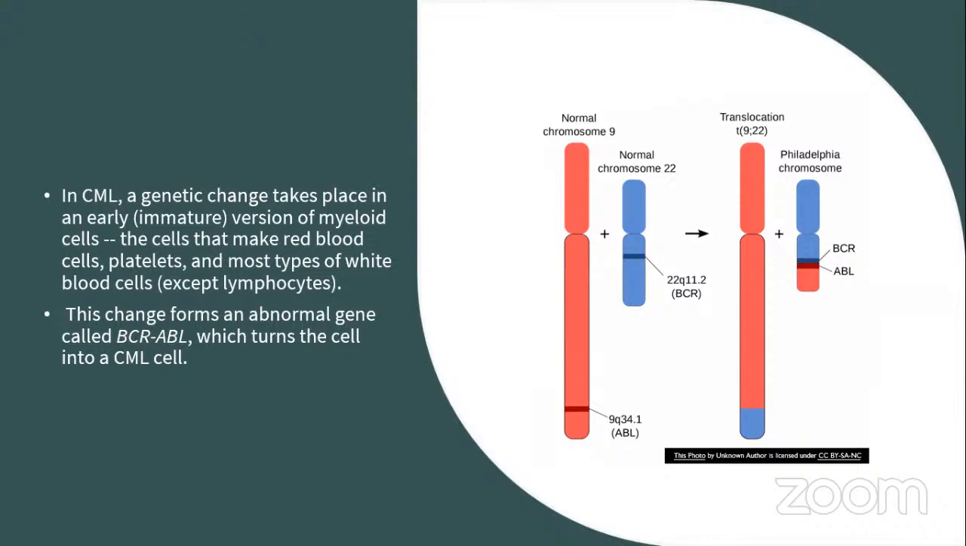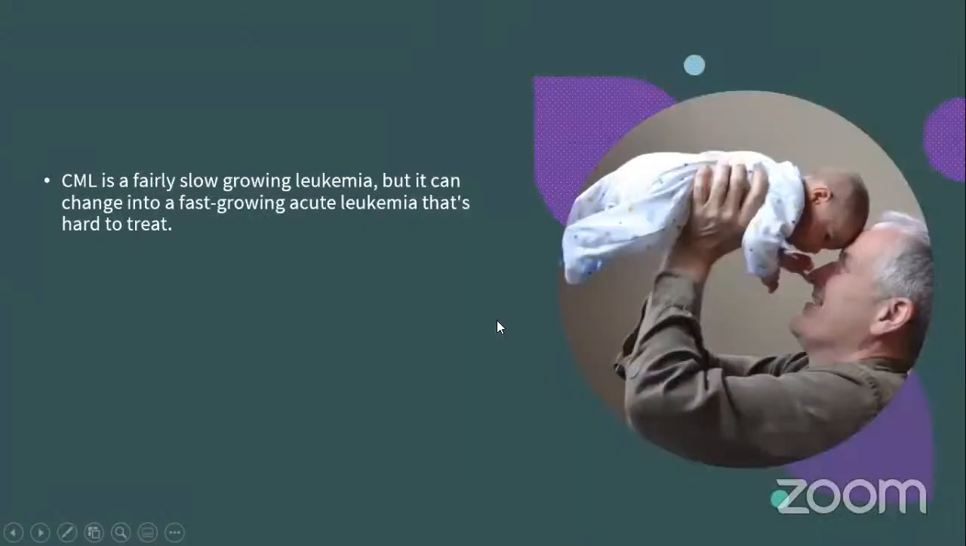So in the picture, this is a normal chromosome 9, and normal chromosome 22. When translocation happens, the outcome is the Philadelphia chromosome, which has a BCR-ABL gene. Take ABL from this part and BCR from this part. So CML is a fairly slow-growing leukemia, but it can change into a fast-growing acute leukemia that is hard to treat.